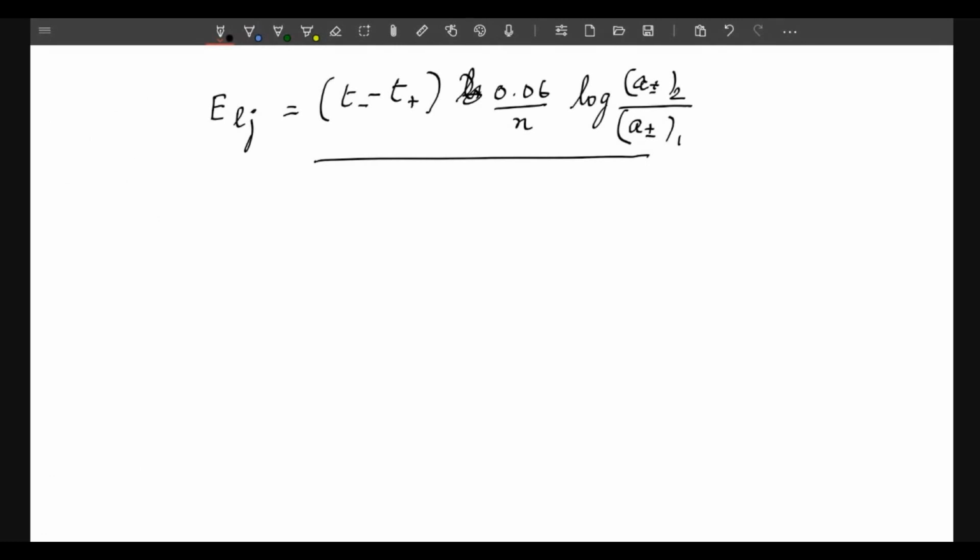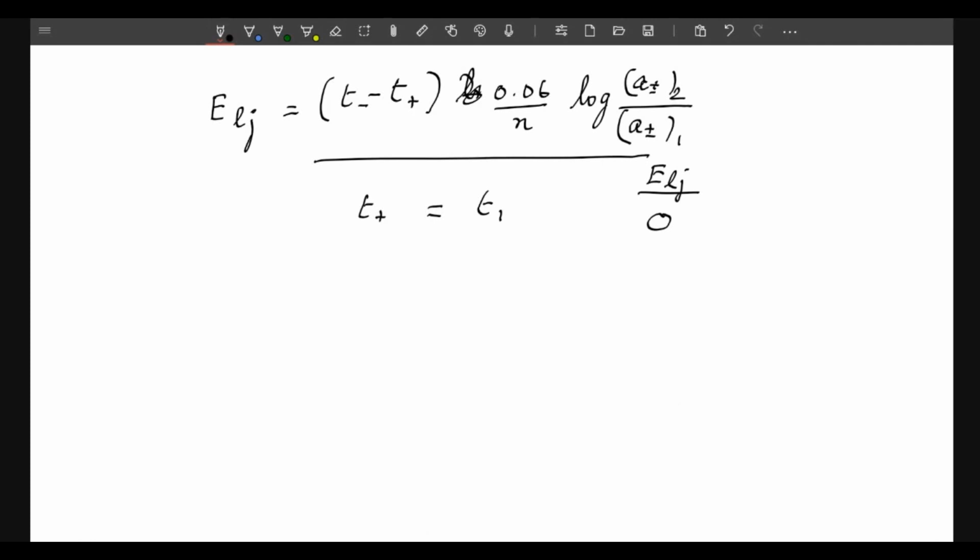And here one thing can be asked. You can keep it in mind. What happens to the ELJ value when T plus is equal to T minus? What is the ELJ value? Anybody? Look at it. It is equal to zero. There is no liquid junction potential under this condition. EWOT is equal to EWT.